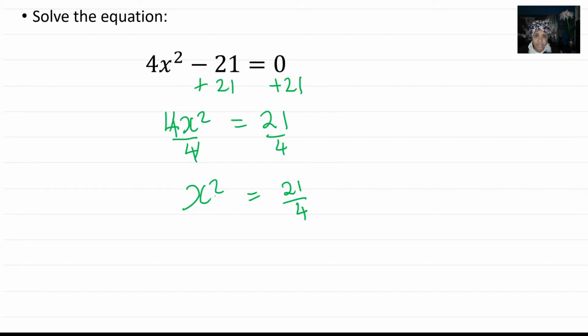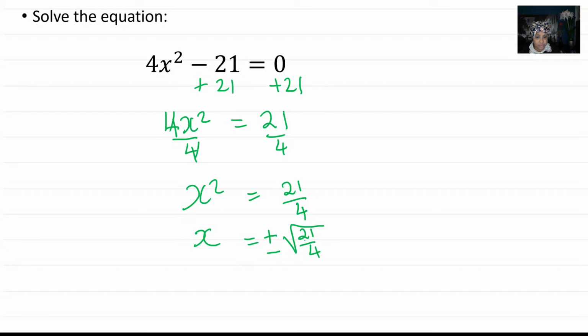Now to get x, you need to remove the x squared. How do we remove it? What's the opposite of square? It is square rooting. So if you square root x squared, you will get x. And on this side, it would be square root of 21 over 4. But remember, this is a quadratic. You need two answers. So whenever you have a square root, the answer is always plus or minus. Okay, so we have to put plus or minus here.